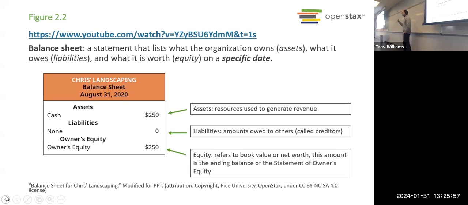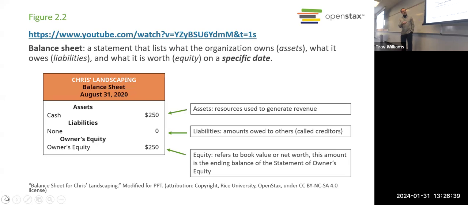Now, the balance sheet is the one financial statement we'll be using this semester that does not cover a period of time. I might have mentioned that on Monday. It covers a point in time. So it's a snapshot of the company's assets, liabilities, and equity on that day. So we see on August 31st of 2020, the company had $250 of assets. It had no liabilities, and it had $250 of equity. Does that formula hold true? Yes. Chris's assets equal the liabilities plus the equity.